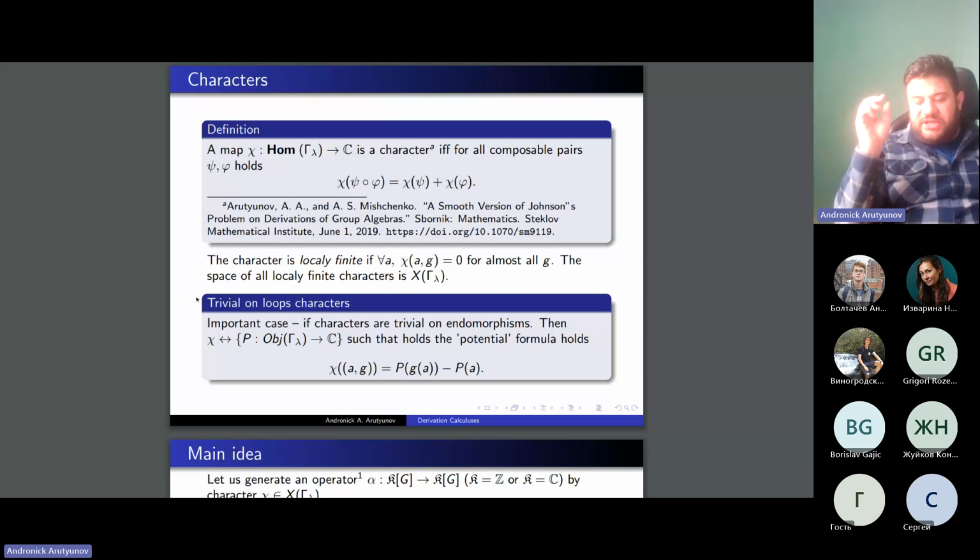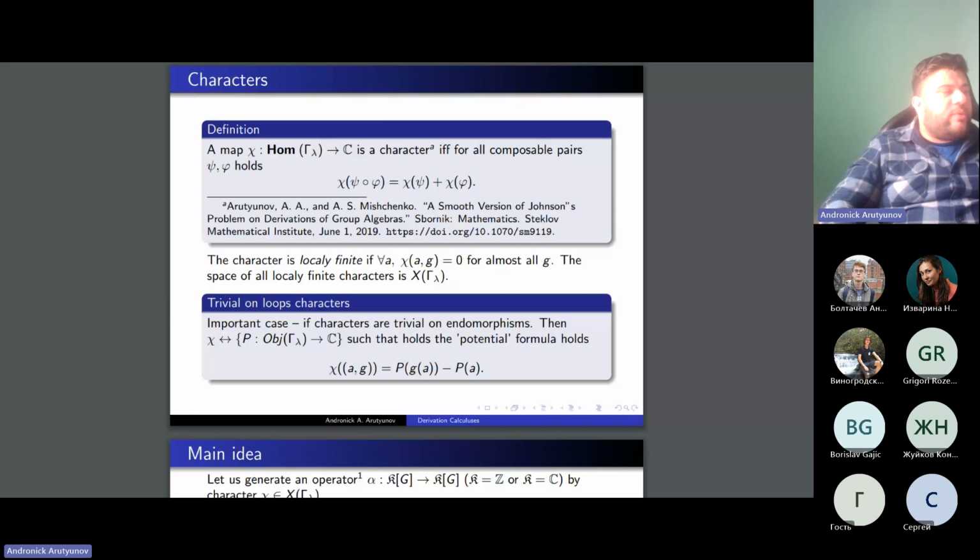And also we will need a special part of the characters. It's trivial on loops characters, because you have got morphisms which have the source and target which are equivalent, and we will sometimes need the space of characters which are trivial on such loops, or endomorphisms, if you prefer this term.